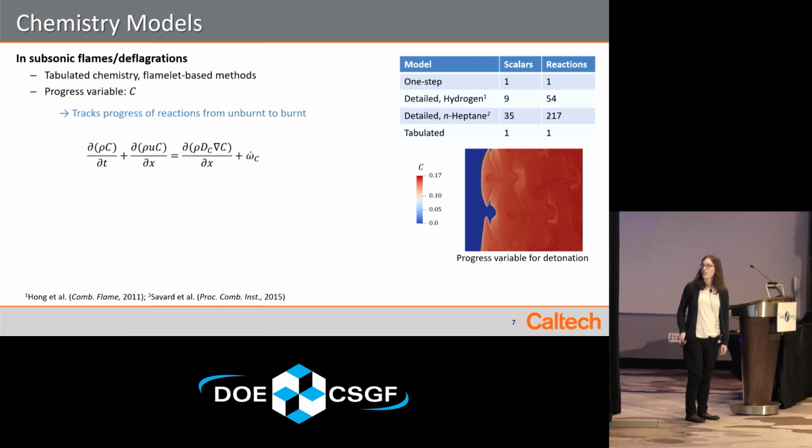And so here's just an example of what that progress variable could look like for a detonation. And so the goal here is to extend this tabulated chemistry approach for detonations.